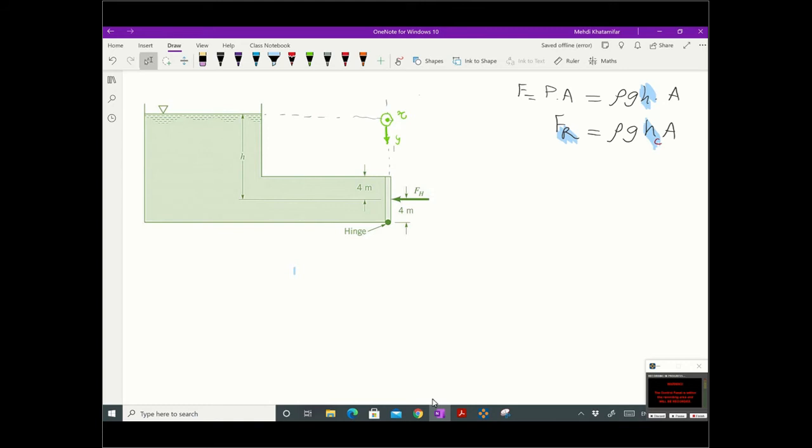So this is our gate with hinge. Hinge from this side or from this side. Find the moment about this hinge.